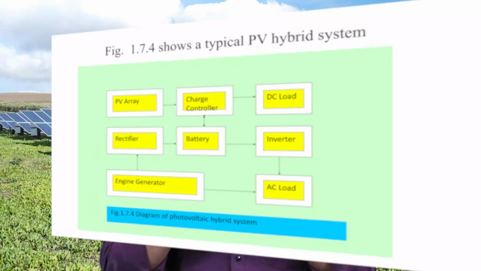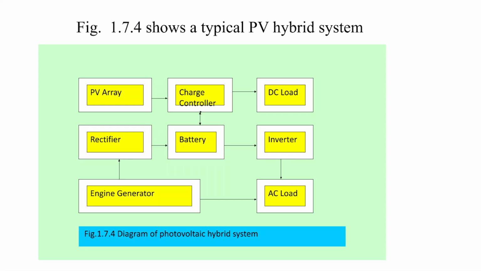So here you can also see the typical hybrid PV system. That means in the first block you can see the PV array. The output of the PV array is given to the charge controller, and from the charge controller the power can be used directly as a DC load. And if you want to store the electrical output of this PV array, it can be stored in the battery in the form of DC.